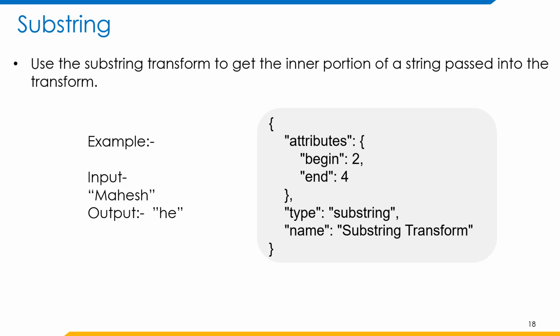The end index returns the end index minus 1 value. We have provided the end index as 4. It will calculate 4 minus 1, which means 3. Now it takes the string from the second index to the third index. In the next slide, we will understand the nested transform.